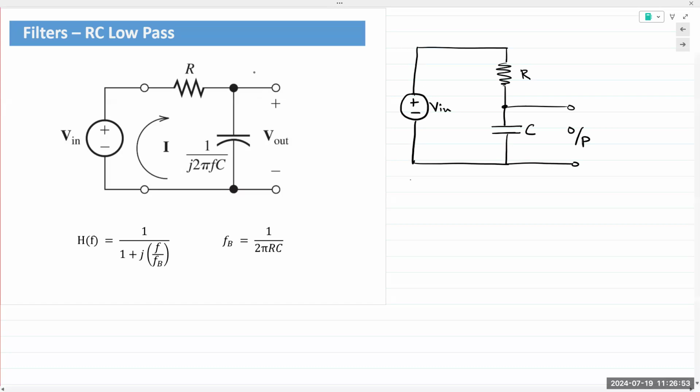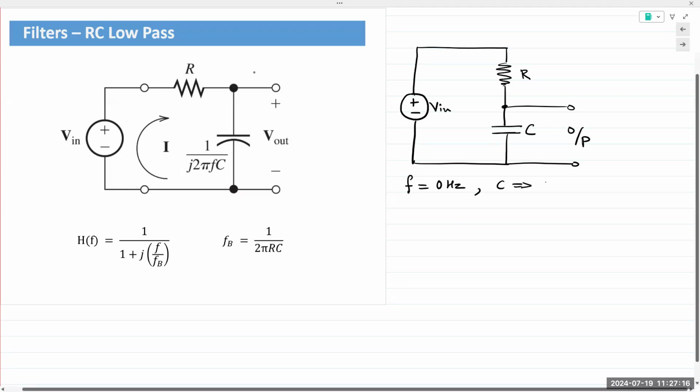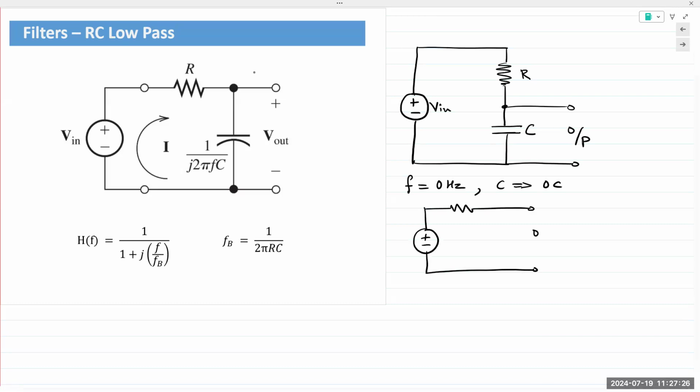So let's model this circuit. If F is equal to 0 hertz, what happens? The capacitor behaves like an open circuit. So it's replaced with an open circuit, and your circuit simply becomes like this. You have your output. Does this circuit look familiar?